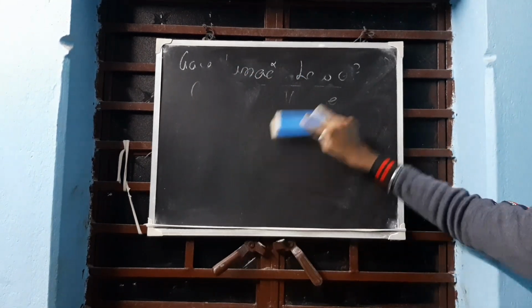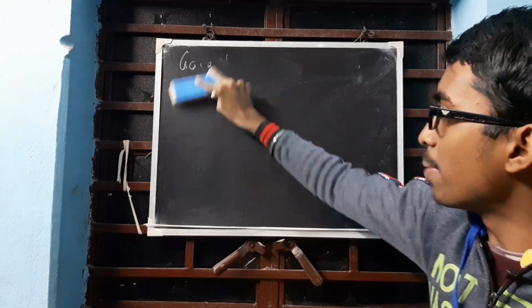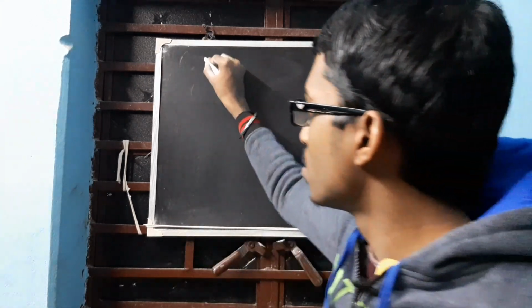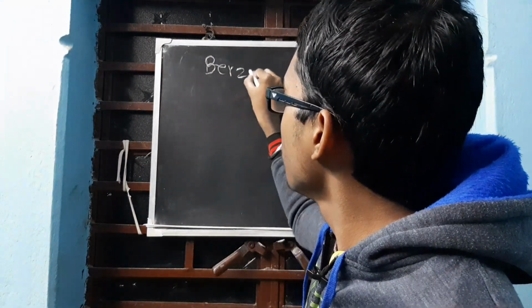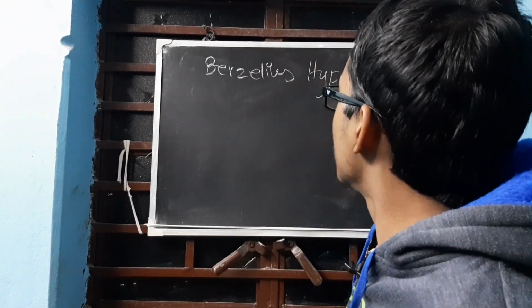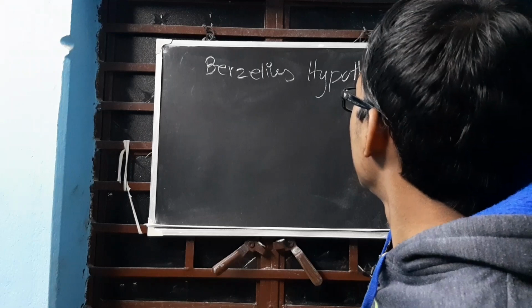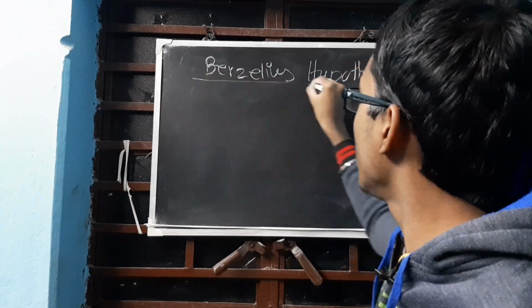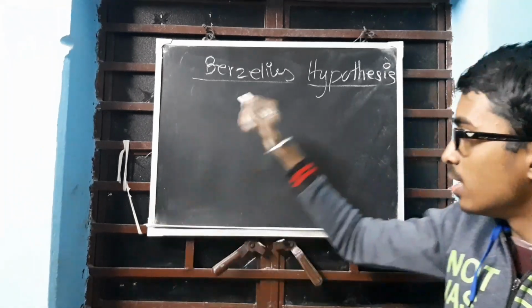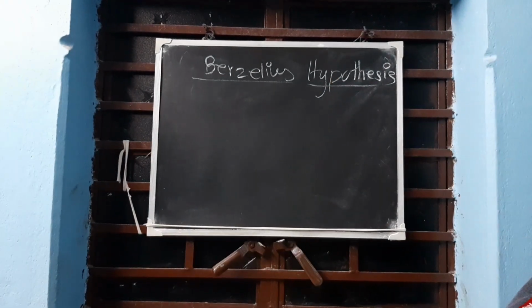Okay. This was the last law of chemical combination. Now we are moving on to the last two topics of this video, that is Berzelius Hypothesis. This person gave a hypothesis, that means an advice. Hypothesis indicates an advice, not a law, because it has no proof.